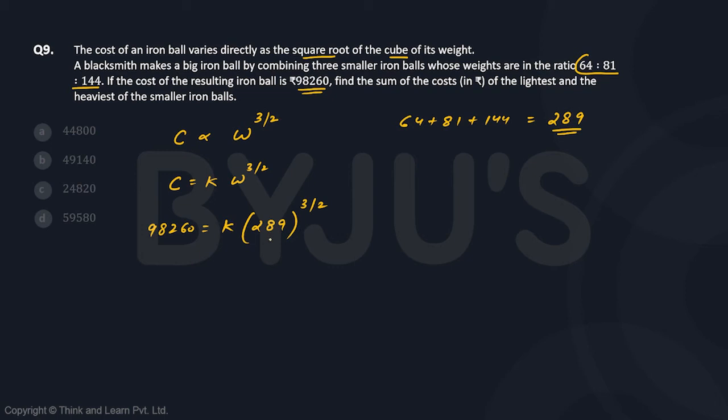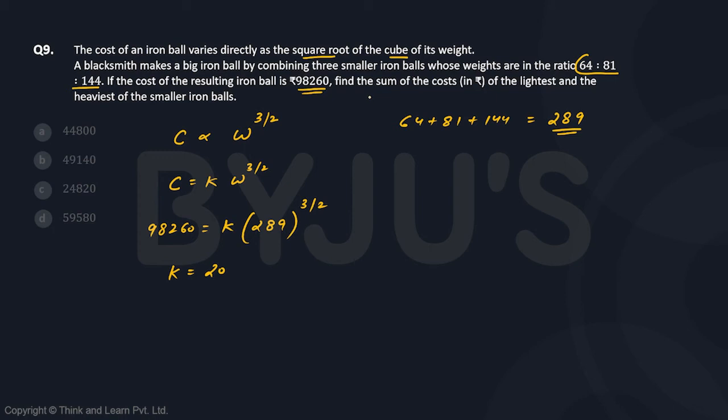Okay, so now you should know what the square root of 289 is. It's a perfect square, and you will get a value of 17. What will be the cube of 17? These are some calculations that you must do orally. It will be better if you remember the squares at least up till 25 and the cubes up till 20, right? Now upon solving this equation, you will get the value of K as 20, right?